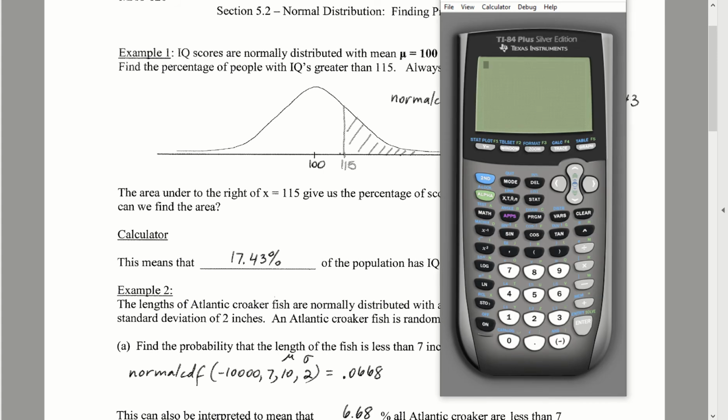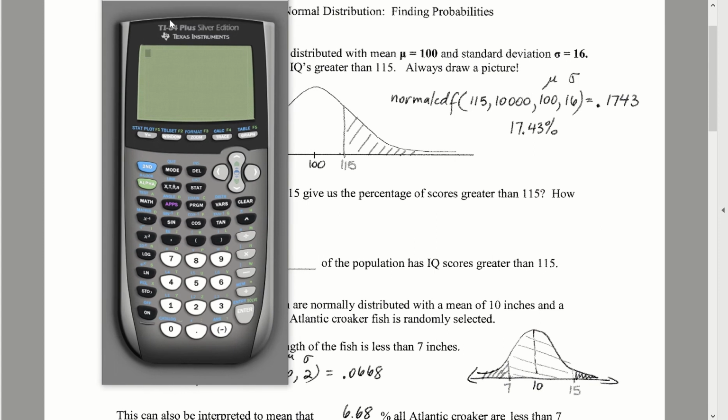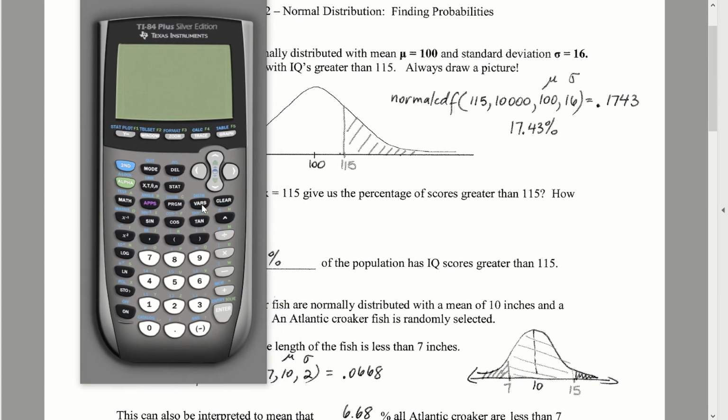I pull up my calculator. I go to second distribution. Option 2 is normal CDF. Again, when you sketch that region, that really gives you a head start in terms of defining the lower and upper limits for the region. Here the region extends as far to the left as 115, so that's our lower bound. It goes all the way to the right, towards positive infinity. For us, we're using as a fill-in 1 second comma E99.